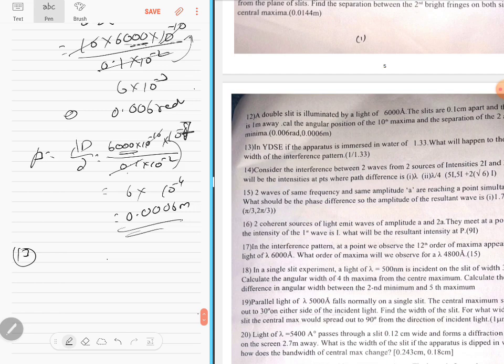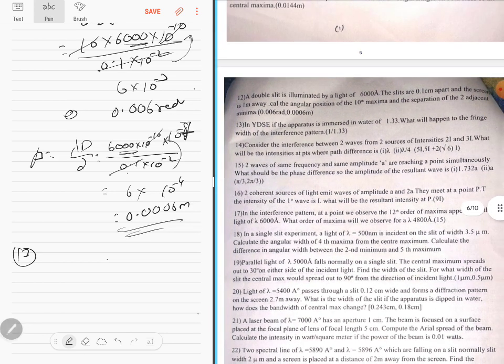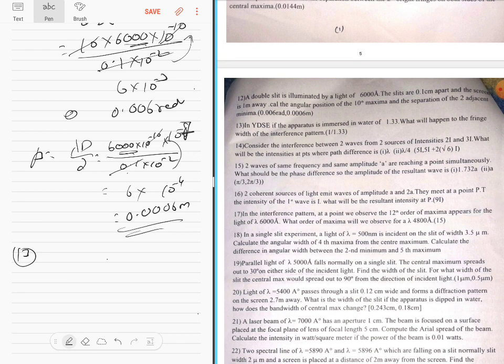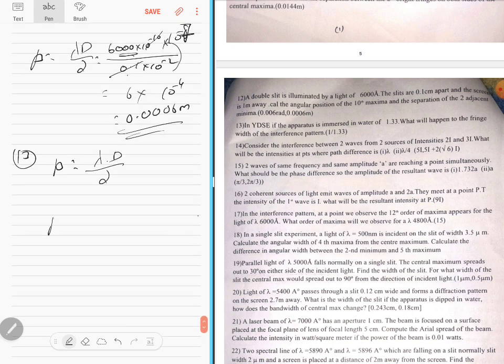13th question. In Young's double slit experiment, the apparatus is immersed in water. What will happen to the fringe width of the interference pattern? You're going to immerse the entire apparatus in water. The initial fringe width beta is equal to lambda into capital D by small d. When you immerse it in water, you get a beta dash because the wavelength is going to change, but capital D by small d will remain the same.